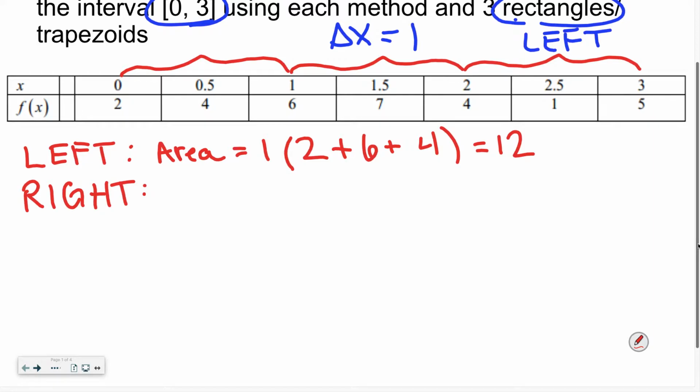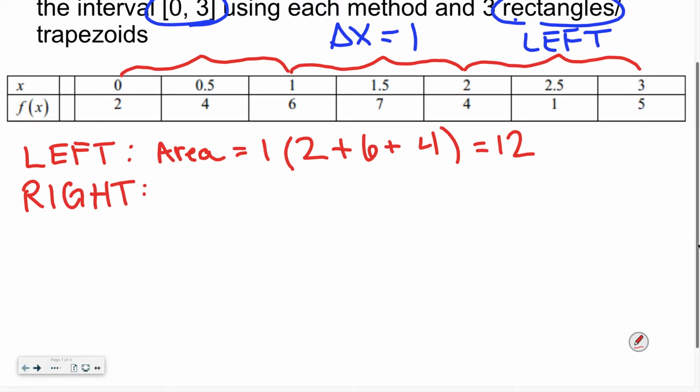This rectangle has a height of 4. Are we okay with that? Questions? Okay, were you okay with 2? So this first rectangle stretches from x is 0 to x is 1. If we're doing left endpoints, the left side is at 0, so its height is 2. From 1 to 2, the left height would be 6. And from 2 to 3, the left height would be 4.